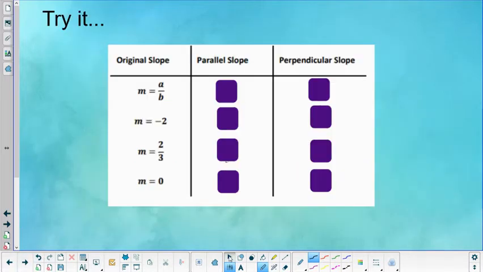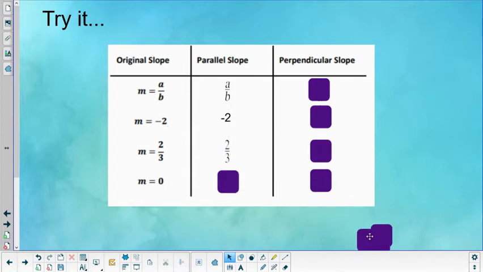Okay, so let's see if we can try it. For this one here, our original slope is A over B. What do we know about a parallel slope? Well, if it's parallel, it's going to have the exact same slope. So it's also going to be A over B. In fact, for each one of these, the slope is going to be exactly the same.